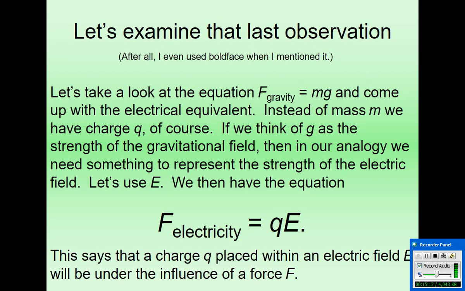In electricity, we don't have mass, we have charge Q. And we're going to use a symbol for the electric field strength, capital E. So if we draw up an analogy with the expression for gravity, F equals mg, instead of m we have Q, instead of g we have capital E. For electricity we have F equals QE. And that means that a charge placed in an external electric field will experience a force. Let's work with this.